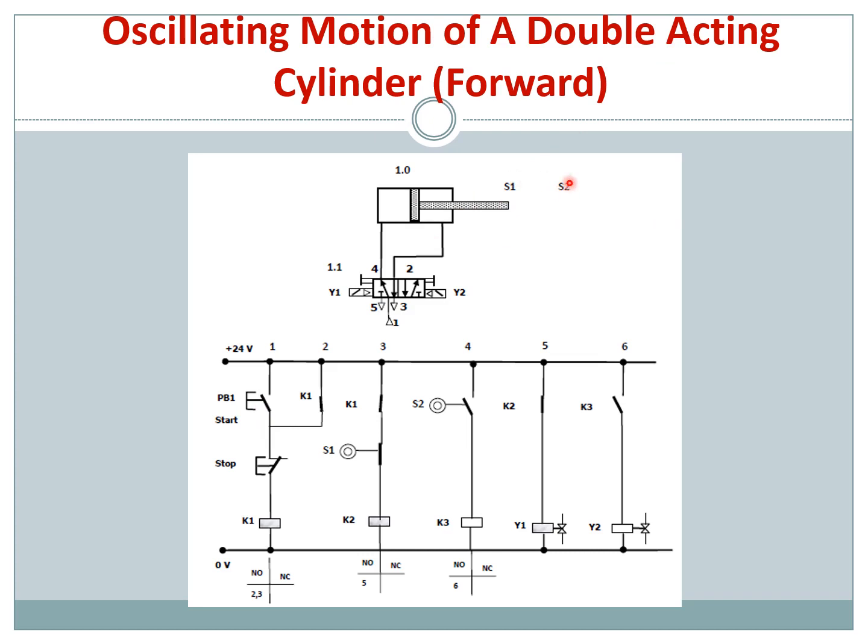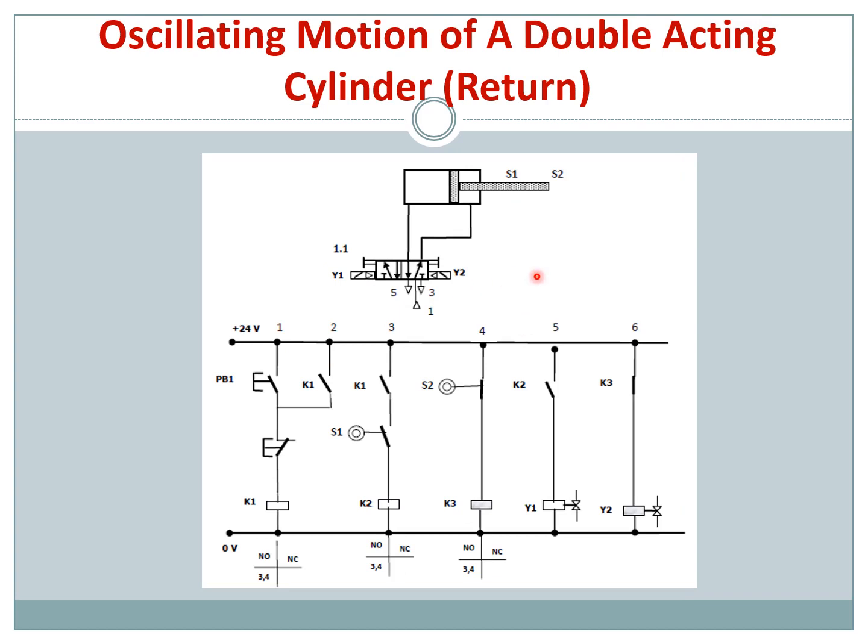Instead of one switch, you have two switches, S1 and S2. S1 is to control the full return motion. S2 is to control the full forward motion. Similar to pneumatics where you have two roller switches, here you have two reed switches or two sensors. When you extend, S2 will be activated and S1 will be deactivated. Based on that, your circuit will be connected.